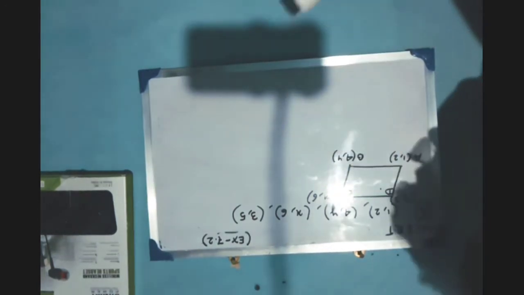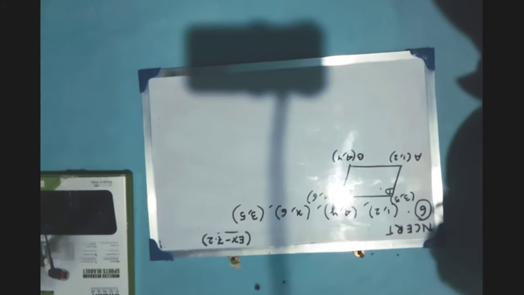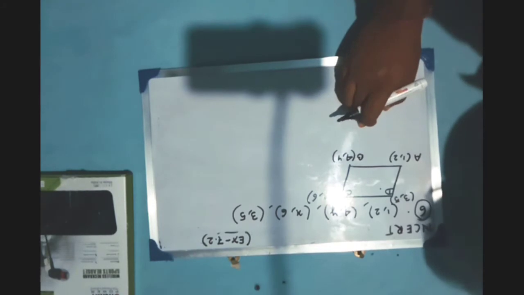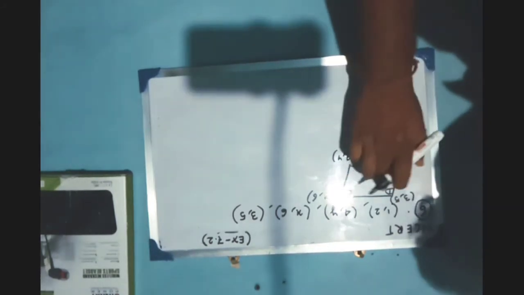Okay. Now find the value of x and y. We have to find the value of x and the value of y. Now since it is a parallelogram, obviously we can see that this distance is equal to this distance.